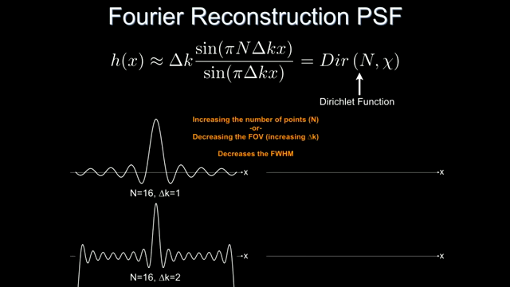So what happens when we change parameters? Well, here's an example of keeping the same number of points, but changing delta k to 2. What happens? What does it mean to have changed delta k by 2? What happened to my field of view? My field of view went down by half. So what happened to my pixel size?